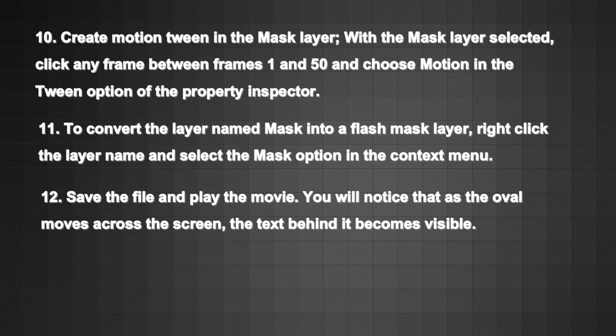The mask layer hides most of the smile layer. Notice the change in the layer icons. Save the file and play the movie. You will notice that the oval moves across the screen. The text behind it becomes visible, and the oval in the mask layer acts like a hole in a curtain.